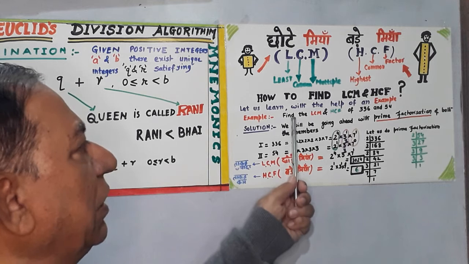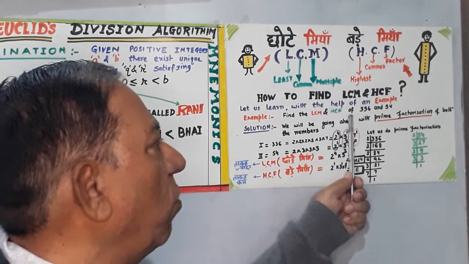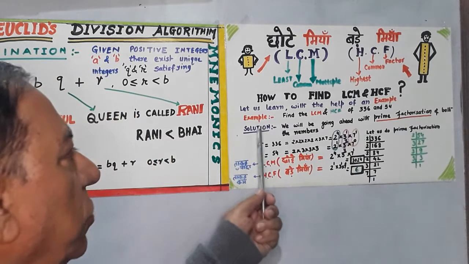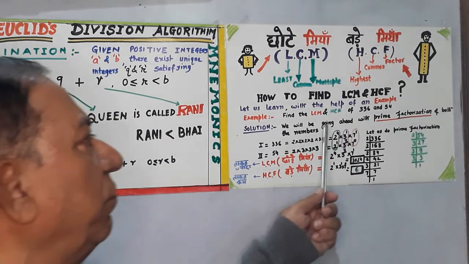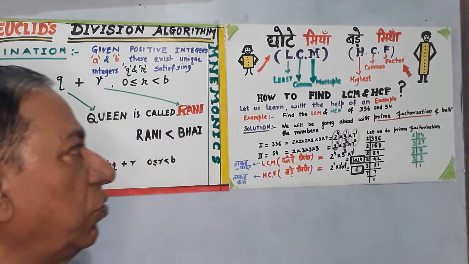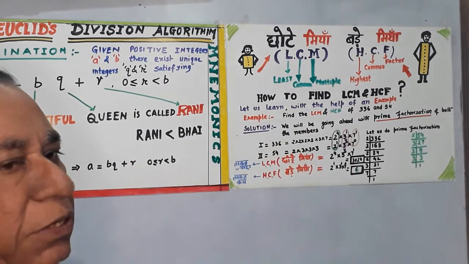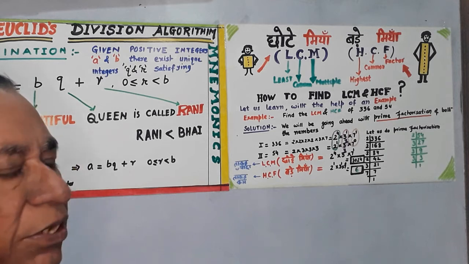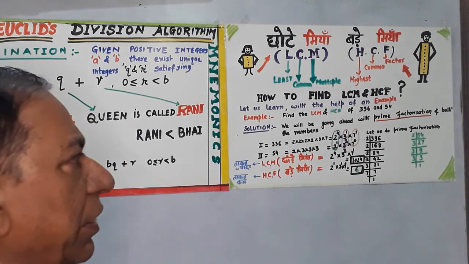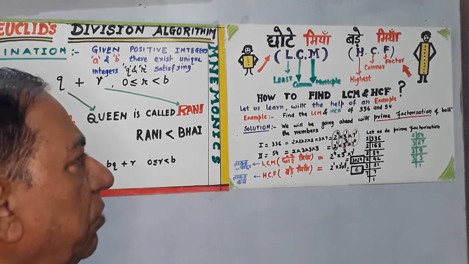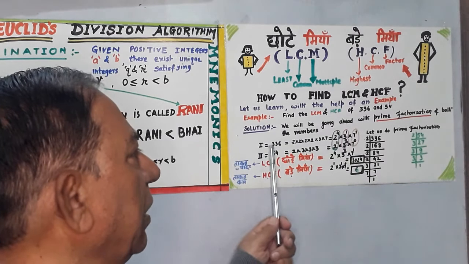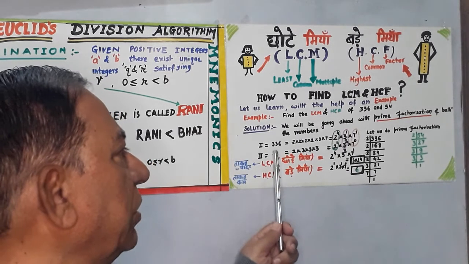Example is, find the LCM and HCF of 336 and 54. Now solution. We'll be going ahead with prime factorization of both the numbers. So this theorem is based on FTA, fundamental theorem of arithmetic, or fundamental unique theorem. This is based on that. Now, we'll be making the prime factorization of 336 and 54.